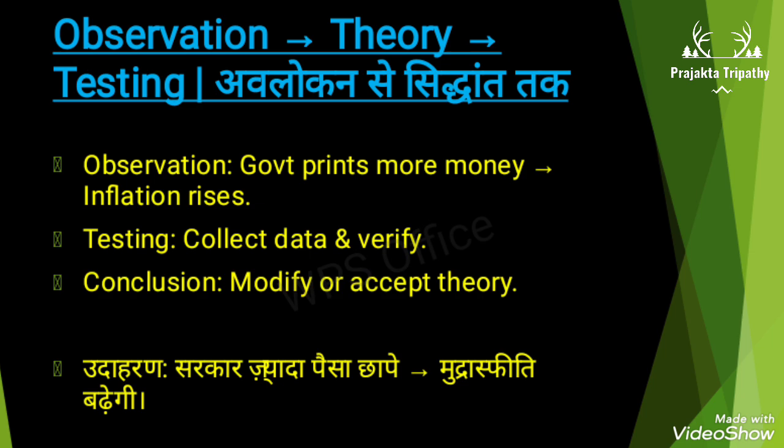Next, data testing. Is this theory correct? We don't just believe it. We collect data and test the observation further. We check, did inflation actually go up when the government printed more money? Next, refinement. If the data supports the theory, great. If not, the theory is refined or even replaced. Next, simple takeaway. Economists dispassionately develop and test theories about how the world works.